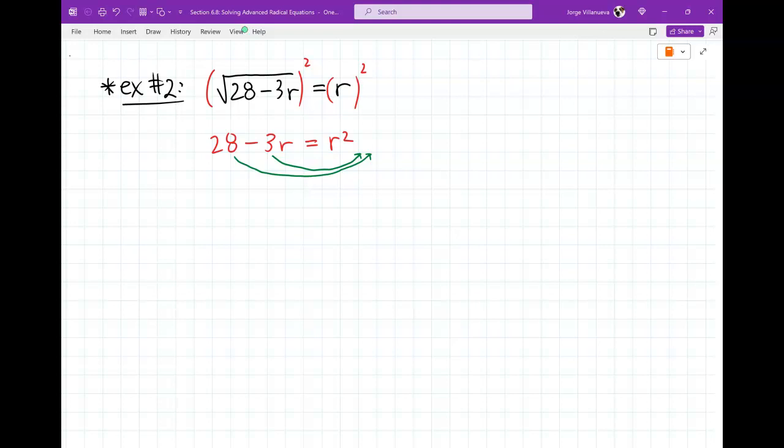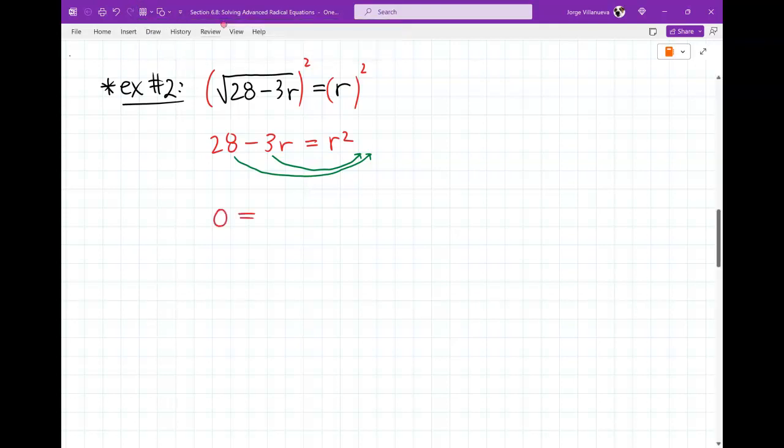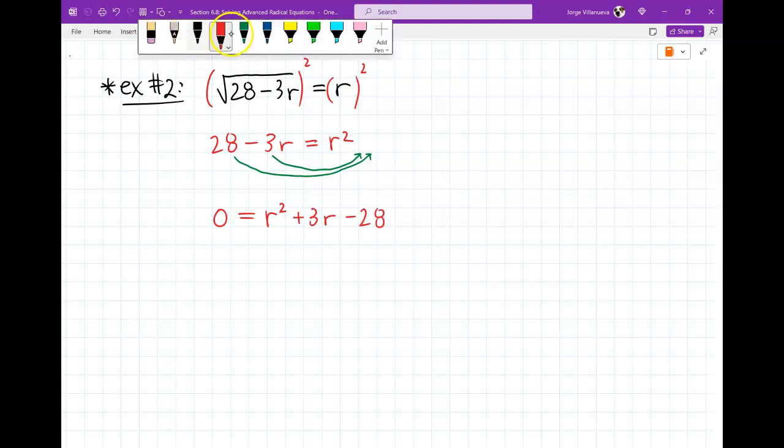So the minus 3r, when I switch its side, it's going to switch its sign. So it's going to become plus 3r. That positive 28 is going to become a minus 28. Okay? So I end up with 0 equal to r squared plus 3r minus 28. Thankfully, my a term is still a 1, so that's good. I don't have to worry about dividing. I'm going to have to factor now.